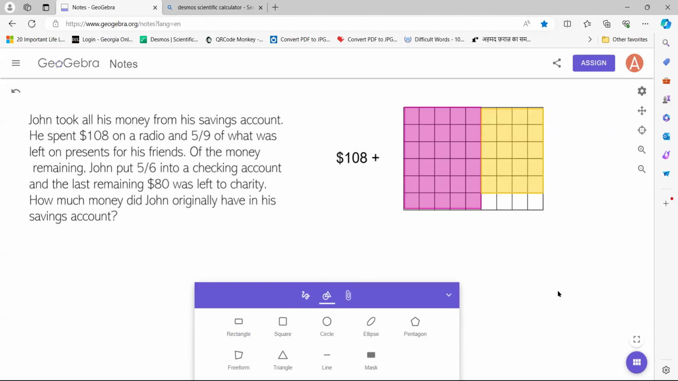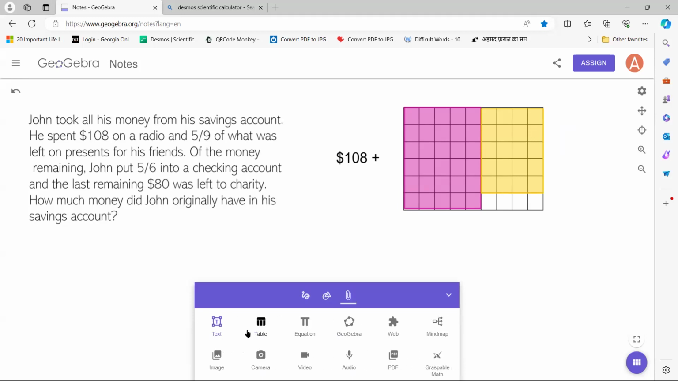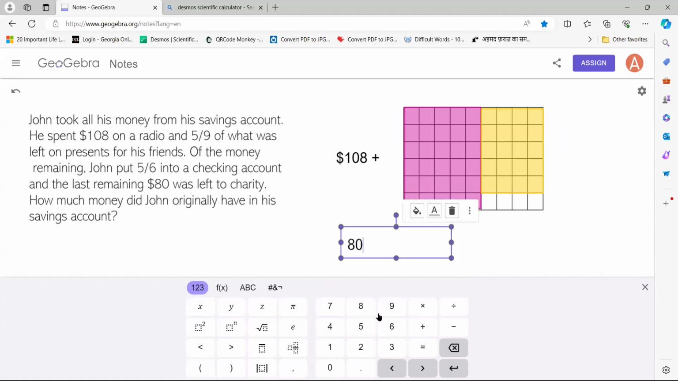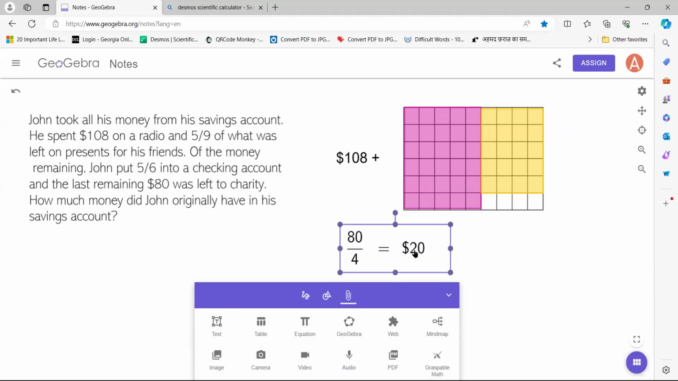Now, what happened? Well, he was left with $80. So these two white squares must represent $80. Now, if all of this represents $80, each square must be worth 20, because 80 divided by 4 is 20, $20 to be specific. So each square is worth 20 bucks.